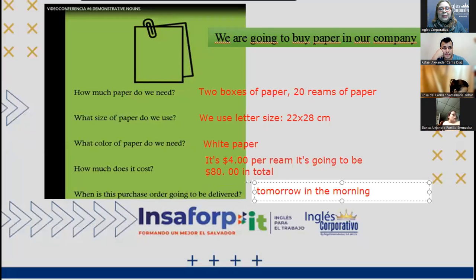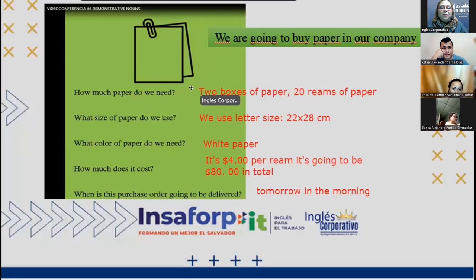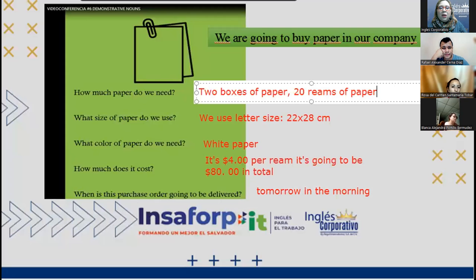Entonces, cuando contestemos, tratemos de usar el mismo vocabulario que tenemos en las preguntas para que se nos vaya quedando más, ¿verdad? Entonces, por ejemplo, how much paper do we need? Ah, entonces acá vamos a ponerlo completa la oración usando la información de la pregunta. We, el sujeto, need two boxes of paper. Okay. Two boxes of paper, 20 reams of paper.